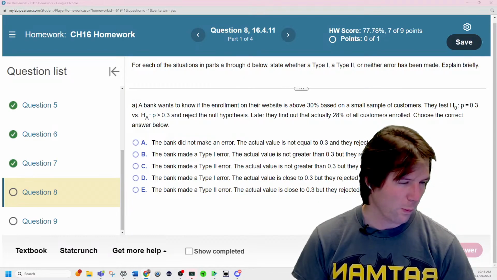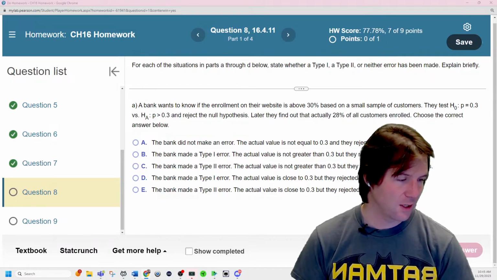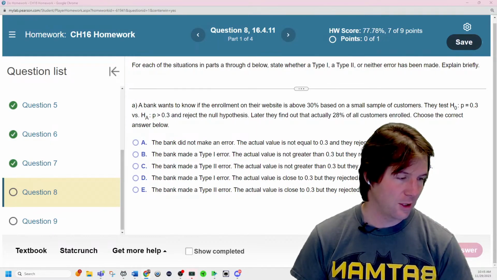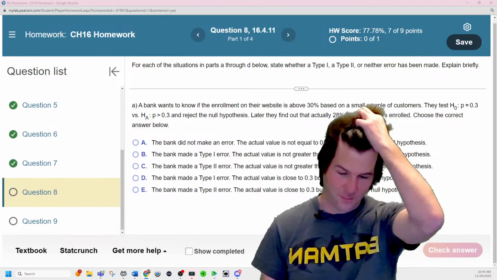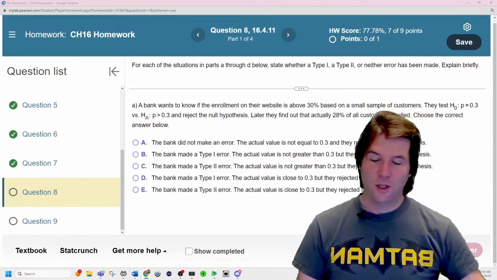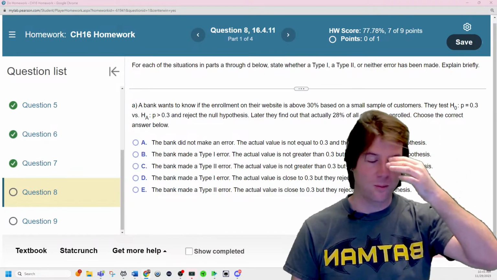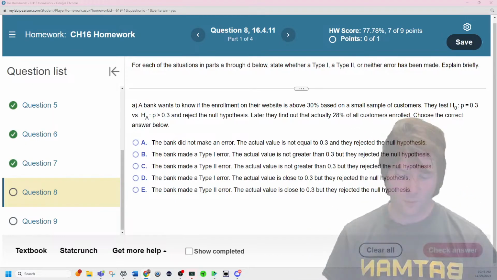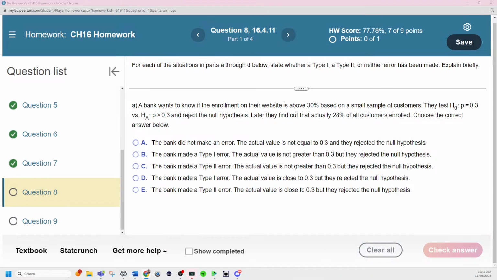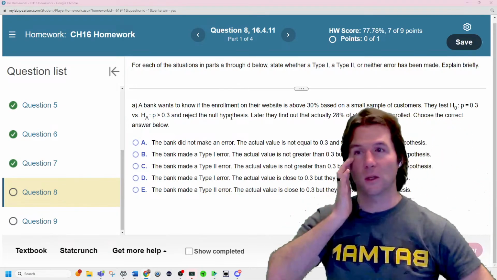Chapter 16, homework. Question 8. Okay, let's do it. For each situation in parts A through D, state whether it's a type 1 or type 2 error or neither error has been made. The bank wants to know if enrollment on their website is above 30% based on a small sample of customers. They test the null that the true proportion of enrollment is 30% versus the alternative that the true proportion of enrollment is above 30%, or greater than, and reject the null. Now, the only error you could make when rejecting the null is a what error.